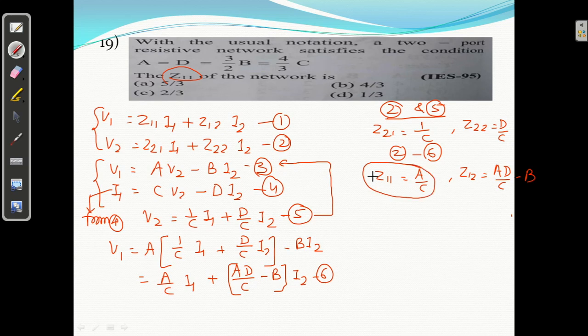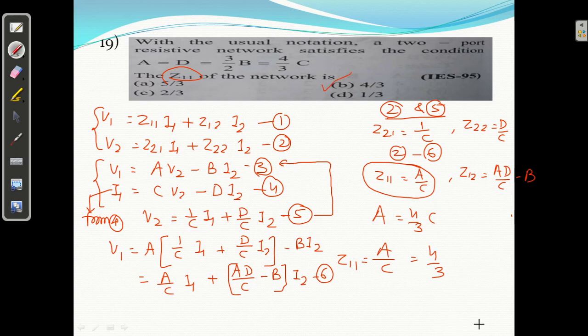It is asking, what is the value of Z11? Z11 equal to what? A by C. So A by C. Okay. So this A equal to 4 by 3C, so what will A by C be? 4 by 3. That is the answer. Z11 equal to A by C. So A upon C, you will get directly 4 by 3. That is, the answer B is correct.